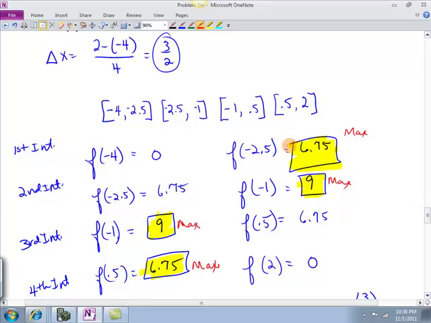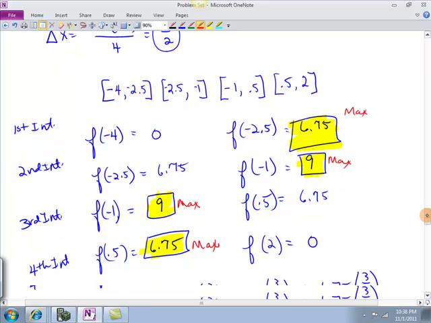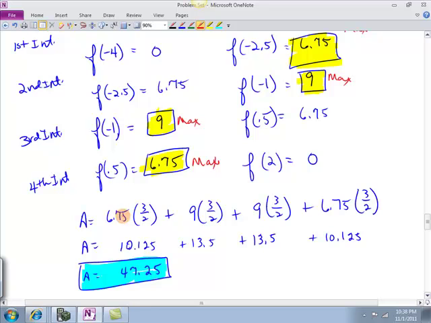In each interval, you are choosing the max value. Between these two, you are choosing the max. Those are all your heights of the rectangles. 6.75 times 3/2, 9, etc. You get 47.25 for that area. Okay.